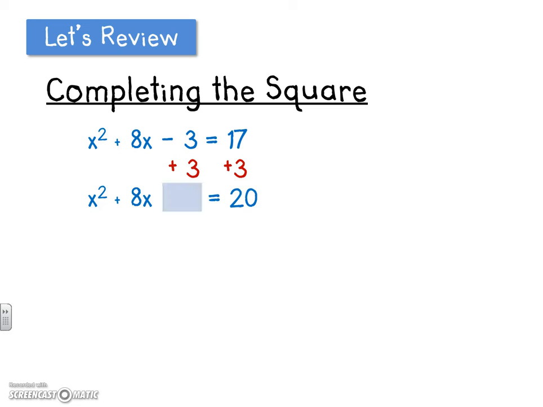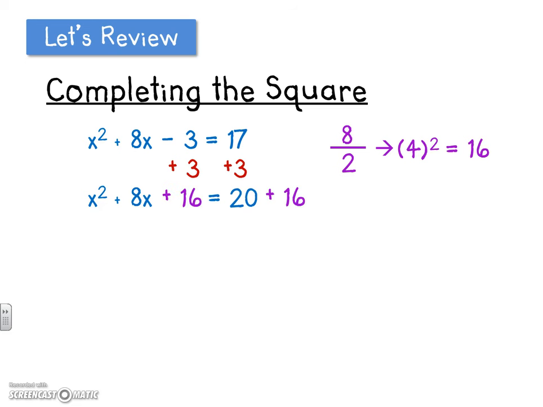Notice I've left a space there. That's because I want to complete the square of this binomial. To complete the square of x squared plus 8x, I focus on the b value. I have 8, so I cut it in half. That gives me 4, and then I square the result, and that gives me 16. 16 is what I will now add to both sides.